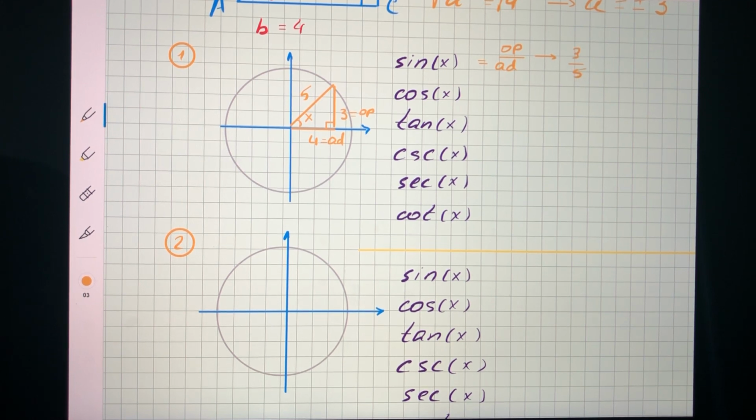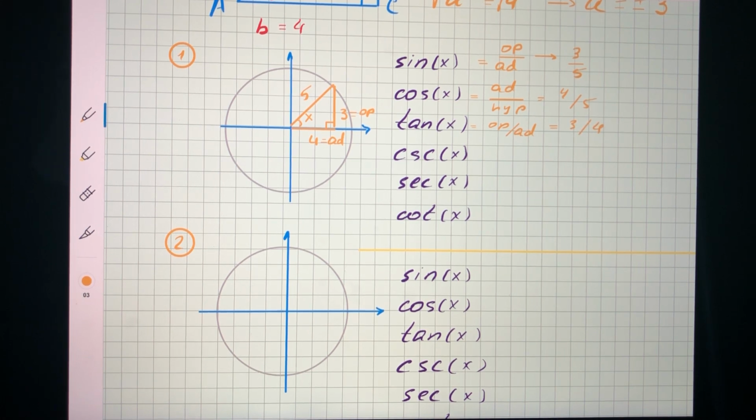For the cosine, it is adjacent over hypotenuse, which is 4 divided by 5. The tangent is opposite over adjacent, which is 3 divided by 4.